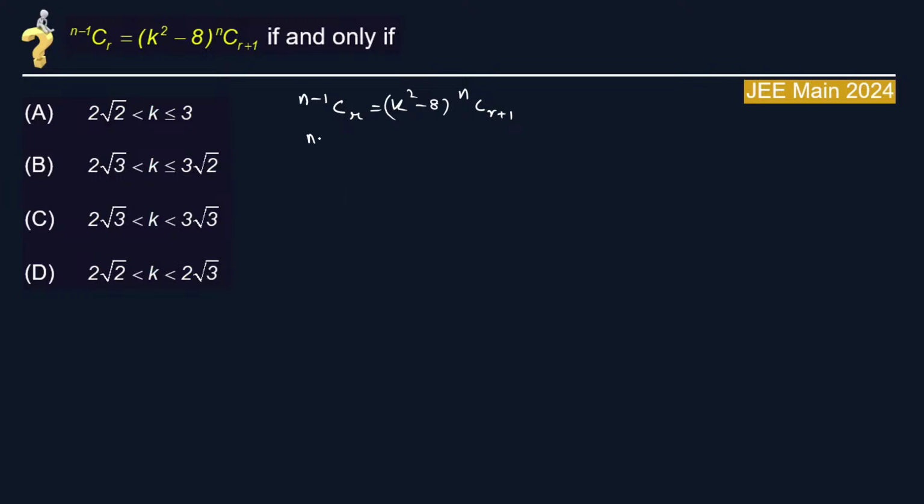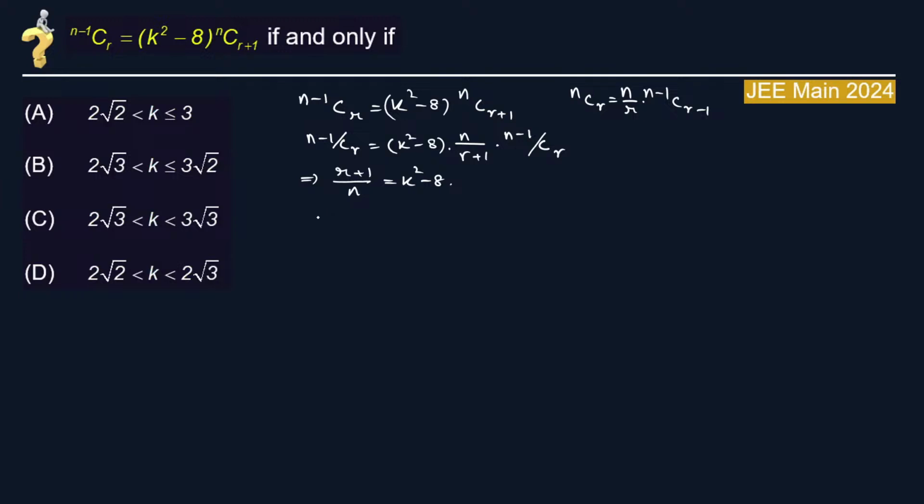I can write k square minus 8 into... this thing can be written using the property that we know. Again, I am writing it. So I can write it this way: n by r plus 1 into n minus 1 CR. So now cancel this thing from both sides. We are having r plus 1 by n is k square minus 8.